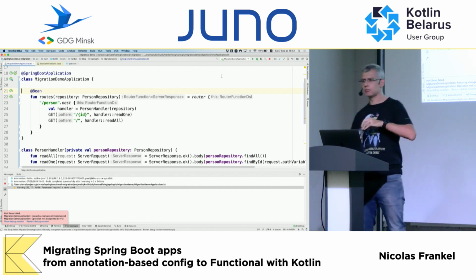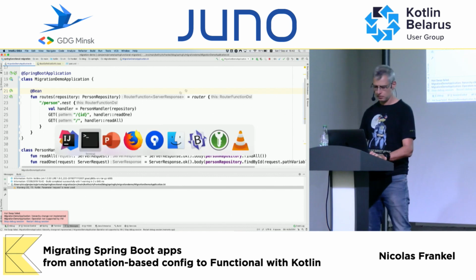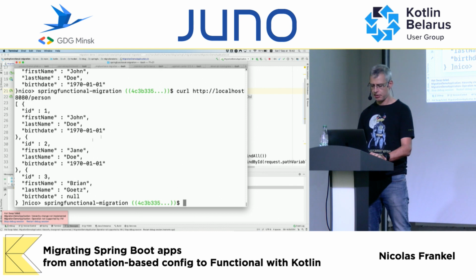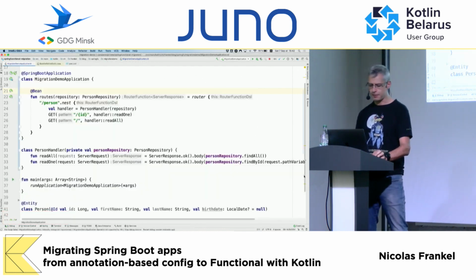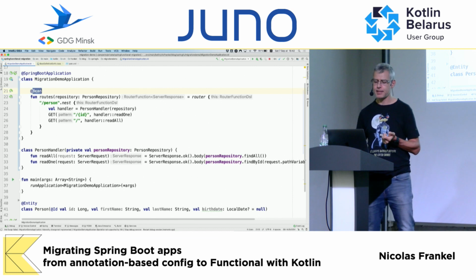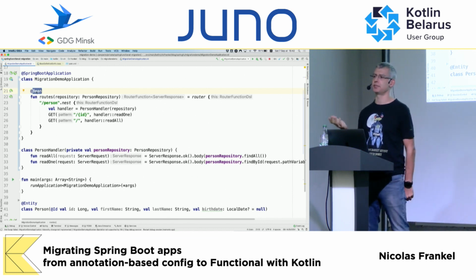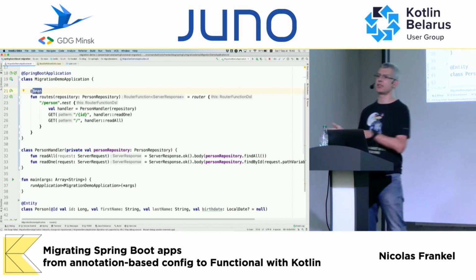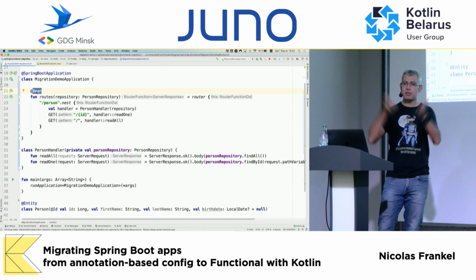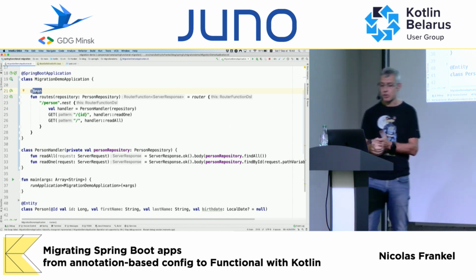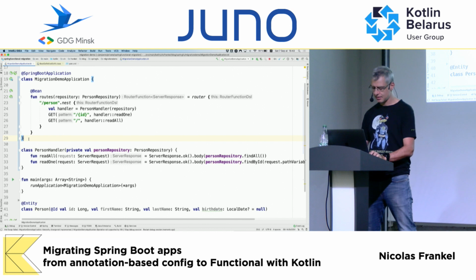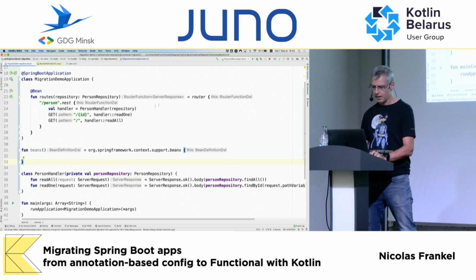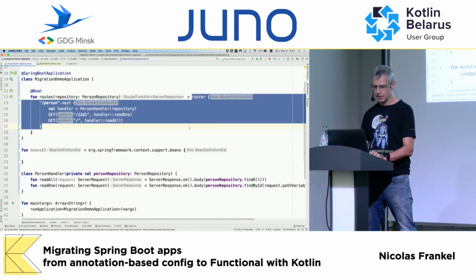Are you still with me? Great. Let's check that everything still works. Yes, everything still works. Great. Next step. I mentioned that here we have this bean annotation. It would be really great if we could remove it. And just as there is a routes DSL, there is a beans DSL. So let's try to do that. And we will create a beans function. And we will create a bean out of this root.